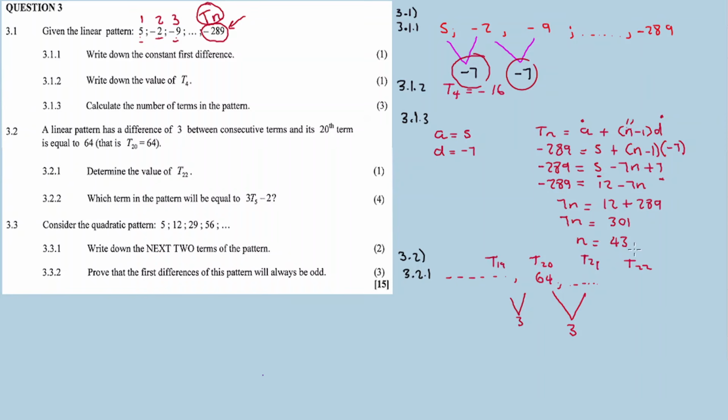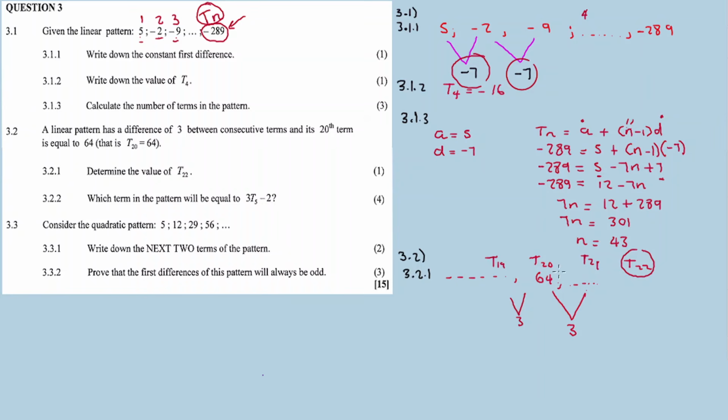Now I want T22, just like in the example above, question 3.1.1. Remember, the way we calculated T4 was negative 7 plus 9, which gave us T4.